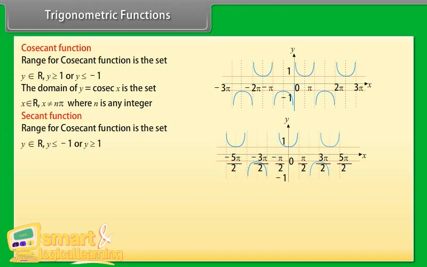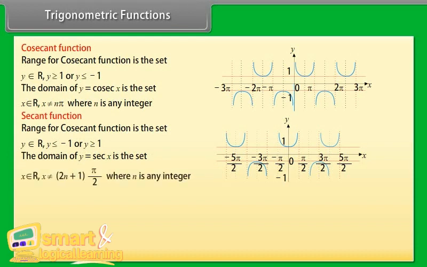Y belongs to real numbers, y ≤ -1 or y ≥ 1. The domain of y = sec x is the set of x belonging to real numbers, x ≠ (2n+1)π/2, where n is any integer.